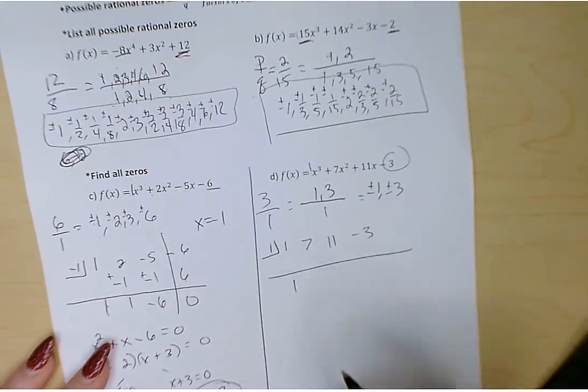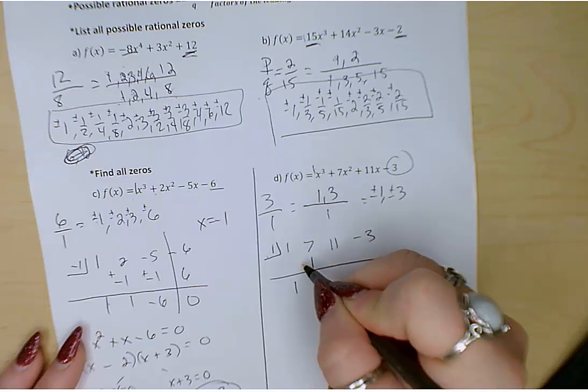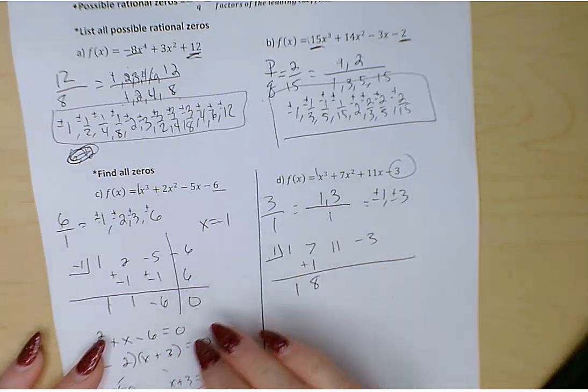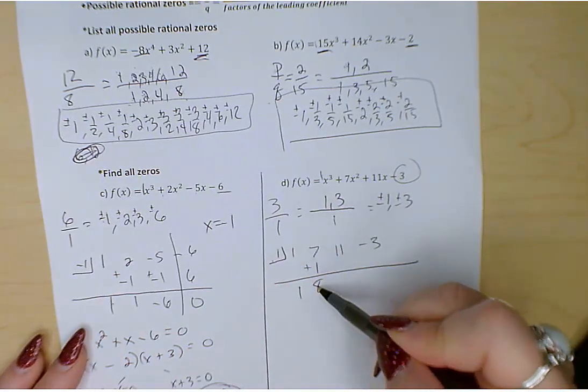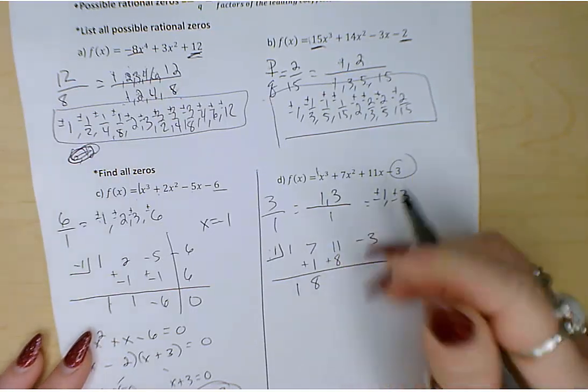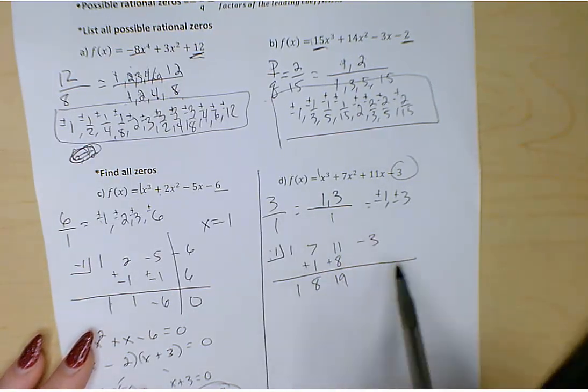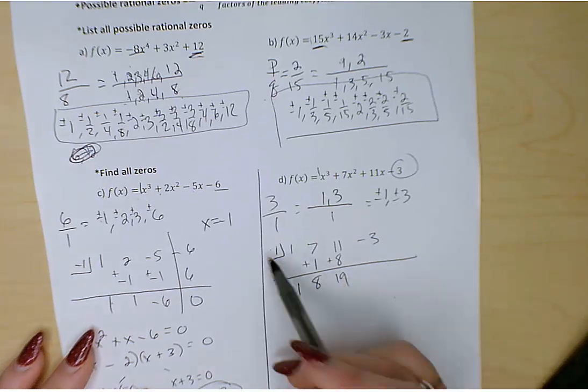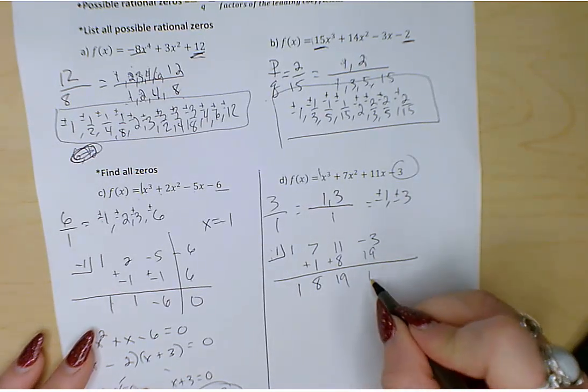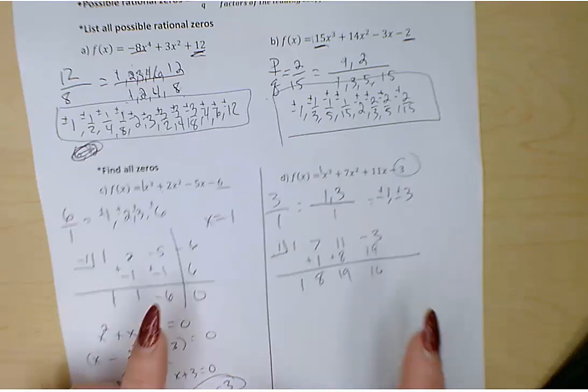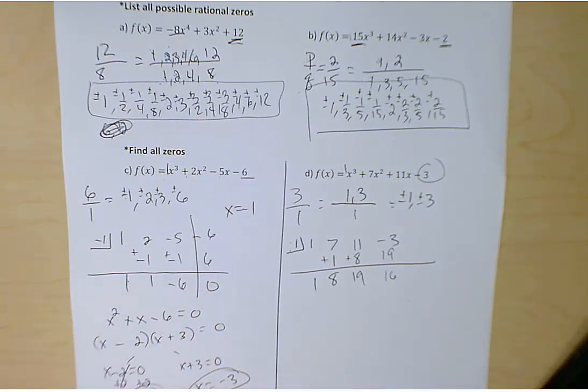Drop down that 1. 1 times 1 is a 1. Again, you put that in the column to the left, to the right, and you add. 8 times 1 is an 8. When I add this, I get a 19, and I can see here this isn't going to work out. 19 times 1 is a 19. When I add there, I get a 16. Keep in mind we are looking for a 0 in that position. So let's try a different number.